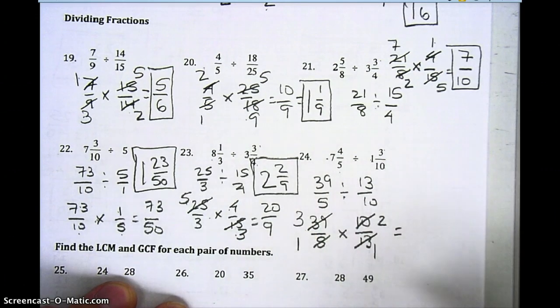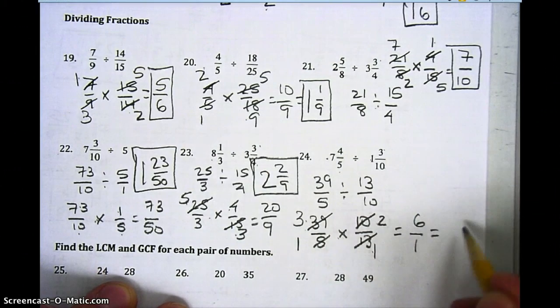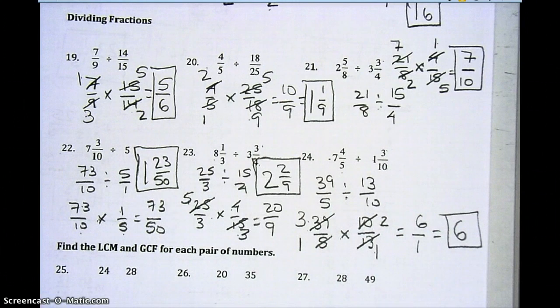So let's multiply the top and multiply the bottom. 3 times 2 is 6. 1 times 1 is 1. So my answer for the last one should be 6. And that is how you divide mixed numbers and fractions.